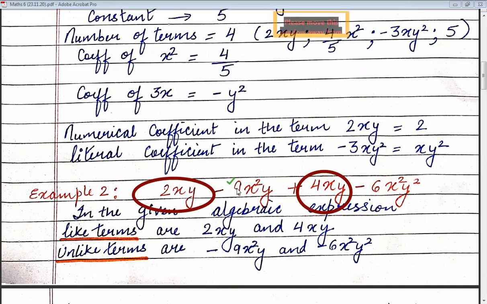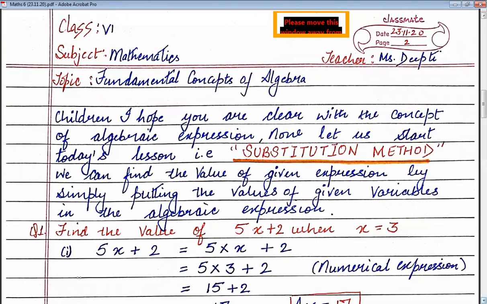So you can easily see that minus 9x square y and minus 6x square y square, they both are unlike terms. I repeat, what are like terms in this? 2xy and 4xy, because the literal coefficients are same, and unlike terms are minus 9x square y and minus 6x square y square, because the literal coefficients are not same.